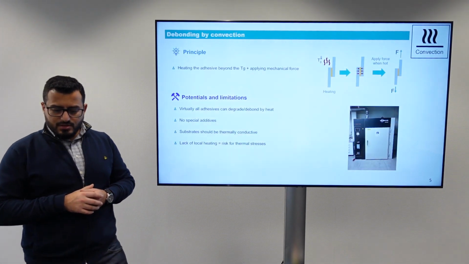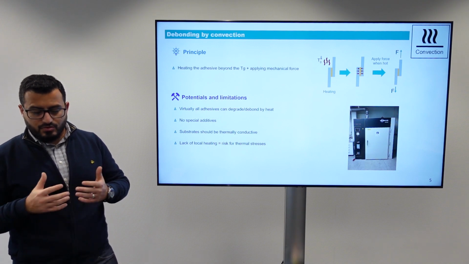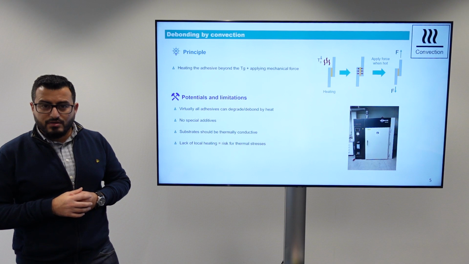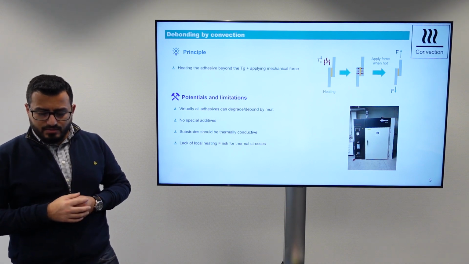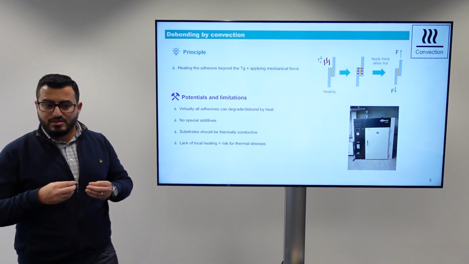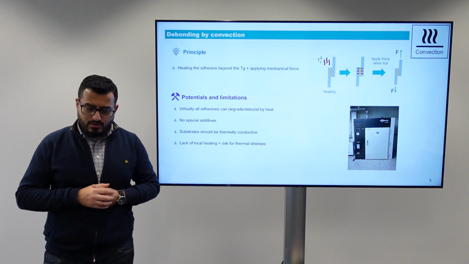Debonding by convection is the simplest debonding method. It simply involves heating the adhesive above the glass transition temperature and applying force while the adhesive is still hot. This way you can have separation of the bond.